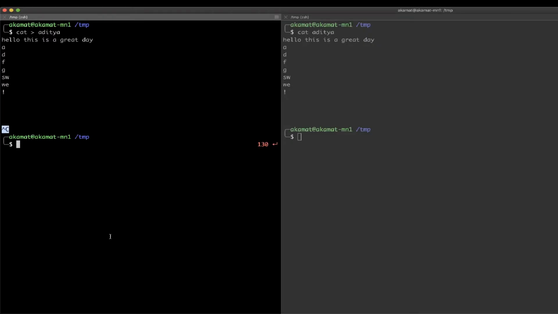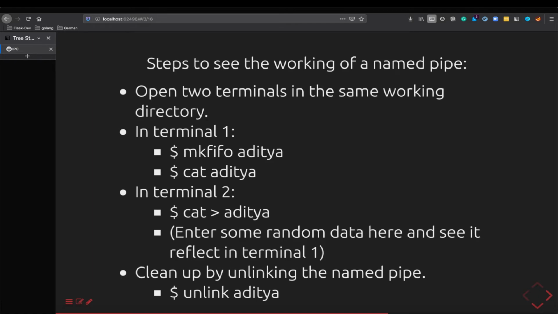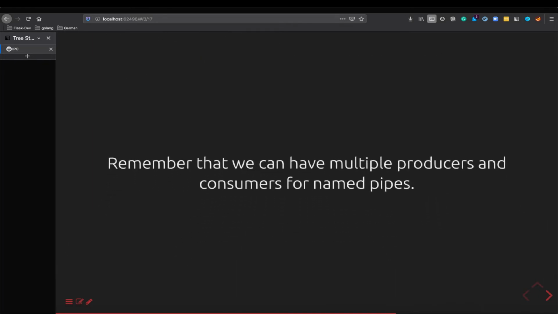Okay, the next thing is you are supposed to unlink the FIFO that you created. That's it. So if I try ls of Aditya, it will not exist. You cannot do rm -f on Aditya. You will have to unlink it so that all the processes which are reading and writing from it are also stopped from doing so. One more important thing to note here is we can have multiple producers and consumers for a named pipe, which was not possible in the case of unnamed pipes. So that's all about pipes.